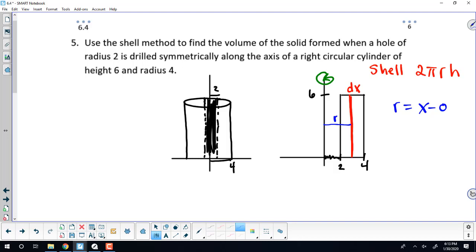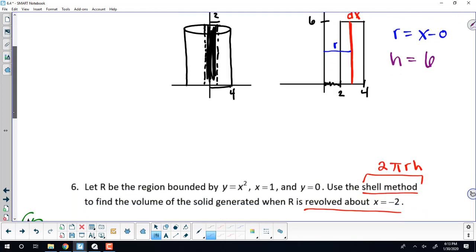And the height? 6. Yeah, the height of all of these rectangles is always 6. So then we're just going to integrate that cross-sectional area, 2 pi RH. So the volume is 2 pi R times H.